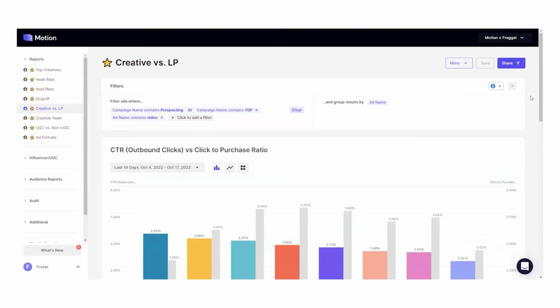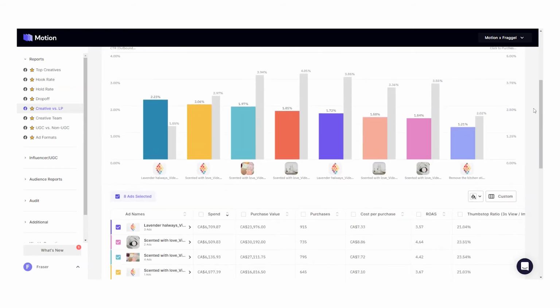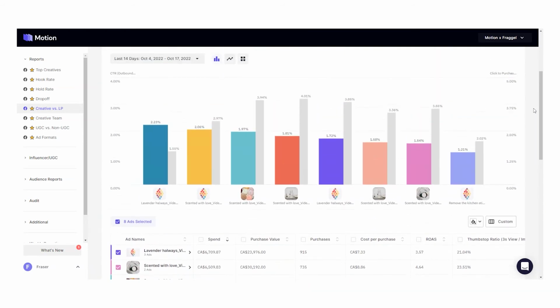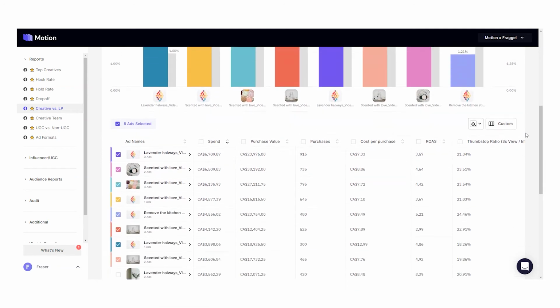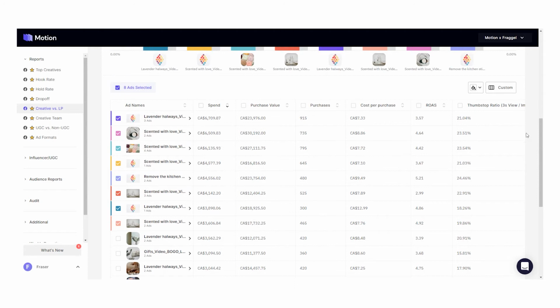Well, Motion has a little fix for us, because they have the creative versus landing page dashboard, which is basically allowing you to find out where the problem is. Is it the creative or is it the landing page? If the click-through rate is high and the click-to-purchase ratio is low, then that means that the creative is working. That means that you can tell your client, hey, seems like the creative's actually working, so maybe we can look at the landing page and make some adaptations.